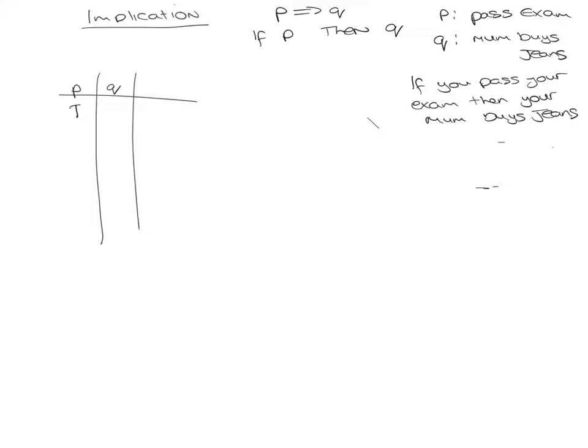So let's have a look at our truth table. We know we've got true, true, true, false, false, true, false, false. Now, I like to look at this as a broken promise. I always look at the left-hand side of the implication as your exam, because you have to pass your exam first, and the right-hand side is the jeans. And you can equate this to any left and right. So P implies Q, and think of it as broken promises.